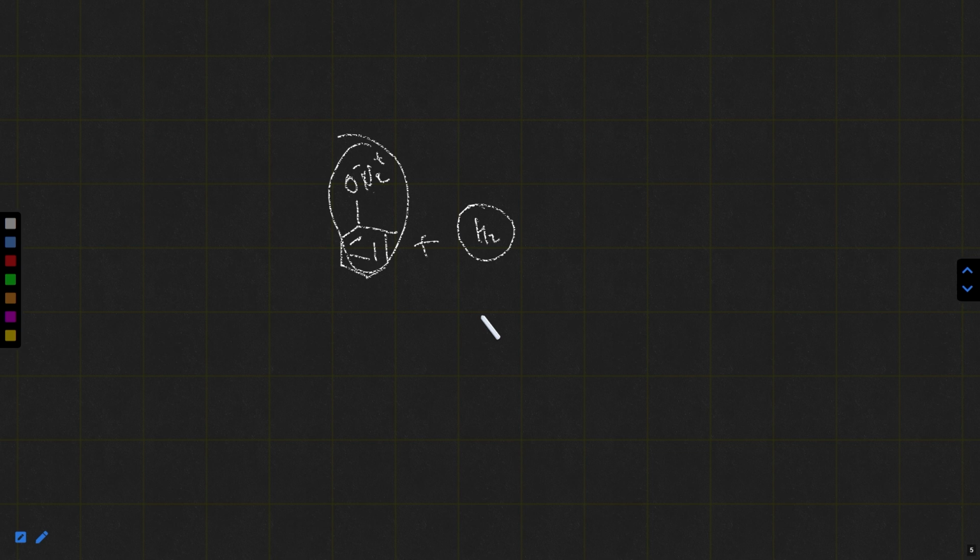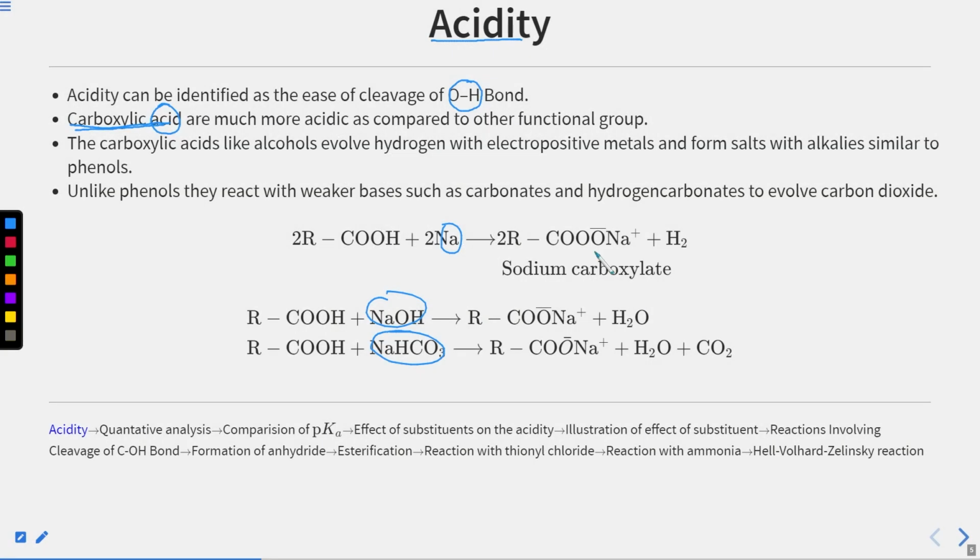So if you talk about carboxylic acid, it also reacts with this metal to give the corresponding salt plus hydrogen gas. At this part, the phenol is on par with the carboxylic acid. Now what are we doing? We are taking a weaker base, say NaHCO3, and the reaction of carboxylic acid with NaHCO3 still gives you the carboxylate ion.